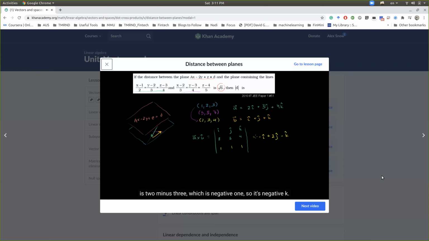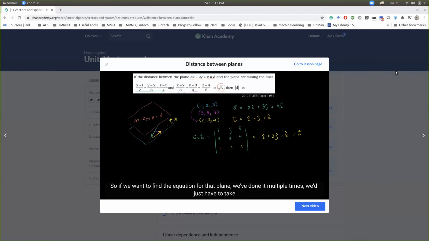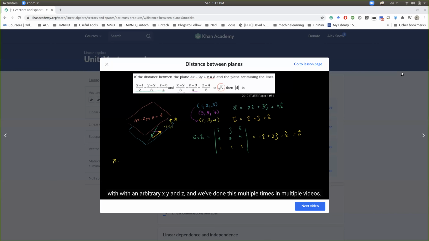So this right here is a normal vector. It's a normal vector to the plane, so we can write the equation for that plane. We've done it multiple times. We just have to take the dot product of that normal vector and any arbitrary vector on that plane that we can specify with an arbitrary x, y, and z. And we've done this multiple times in multiple videos.